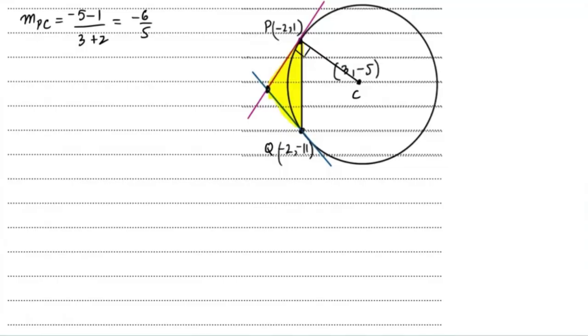So if I call this tangent 1, the gradient of tangent 1 will be the negative reciprocal of this perpendicular line's gradient. I've got a point P and I've got the gradient. Let's find the equation quickly. y minus y1 equals m times x minus x1.